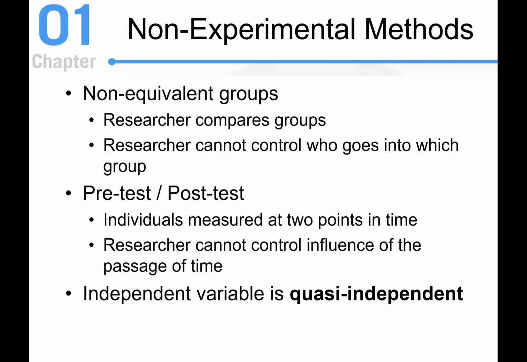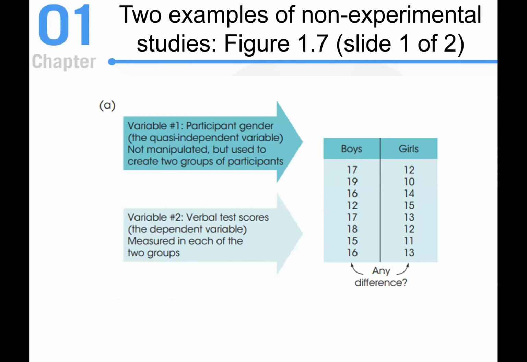Another kind of non-experimental method is what's called a pre-test, post-test, where individuals are measured at two points in time. In this one too, the researcher cannot control or influence the passage of time. And when we're doing non-experimental methods, the independent variable, because it's not truly independent, we call a quasi-independent variable. Quasi meaning sort of, kind of.